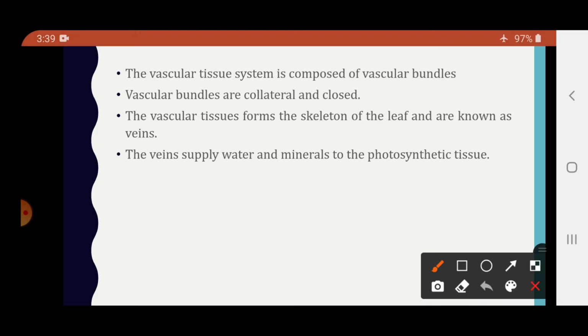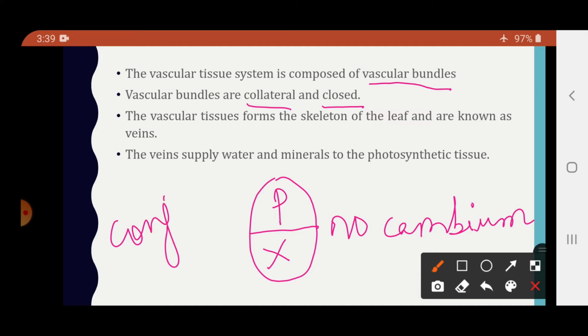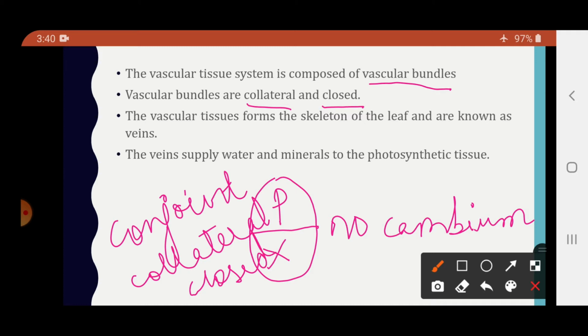The vascular tissue system is composed of vascular bundles. Here vascular bundles are collateral and closed. That is, say for example, this is a vascular bundle, this will be xylem, this will be phloem, and here there is no cambium. As there is no cambium, it is called what? A closed vascular bundle. So, this is which type of vascular bundle? It is conjoint, collateral, as well as closed type of vascular bundle.